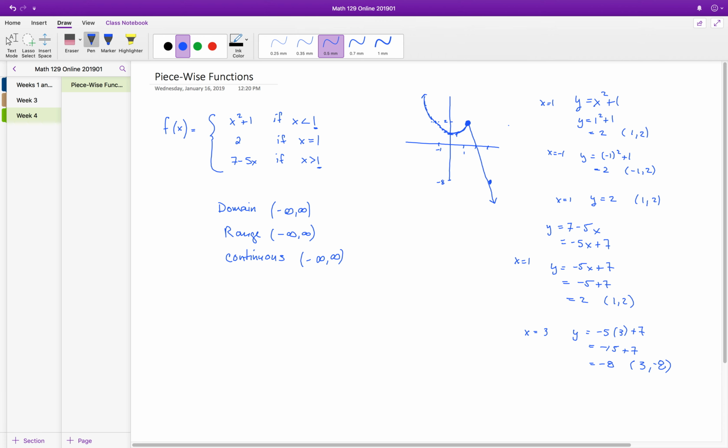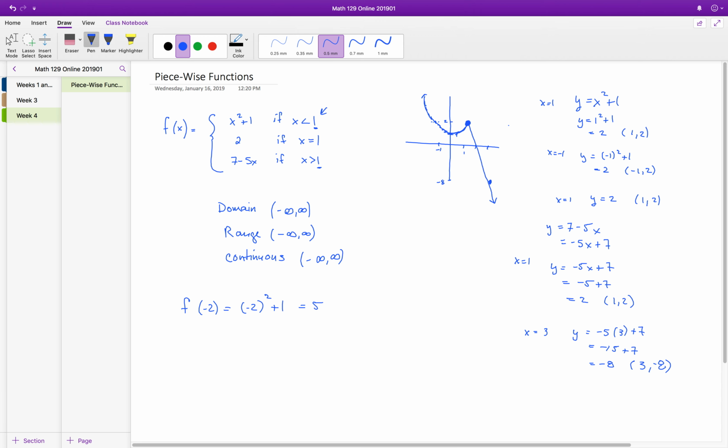Other questions you might see with respect to piecewise functions is you could be asked to find a specific value. Like given this piecewise function f of x, maybe find f of negative 2. And so you just want to keep your eye on the bounds. So which of these 3 does negative 2 fit in? Since negative 2 is less than 1, we would plug negative 2 in for x on that first function. So negative 2 squared plus 1 would be 4 plus 1 or 5. So f of negative 2 is 5.